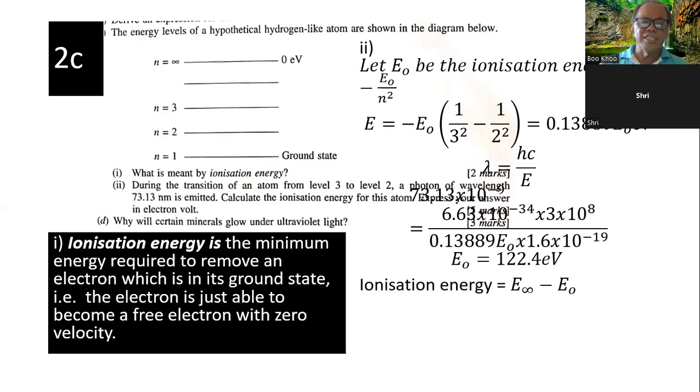So ionization energy is always from infinity, which is this one, minus the ground state. So 122.4 electron volt.